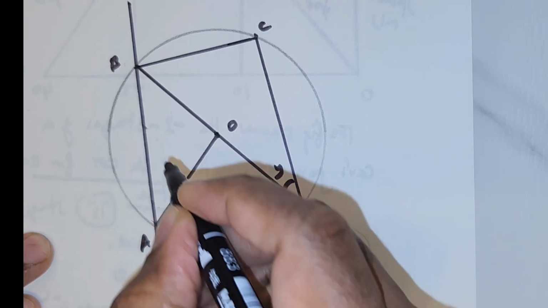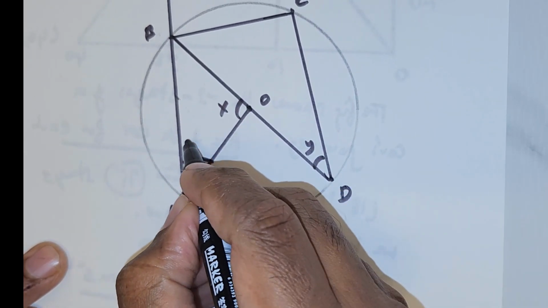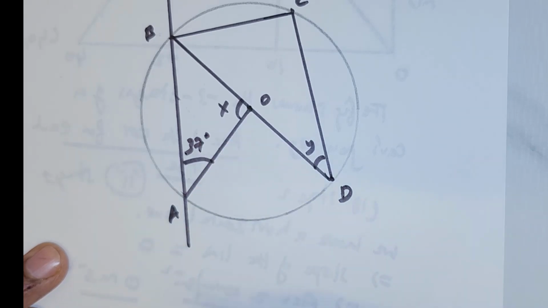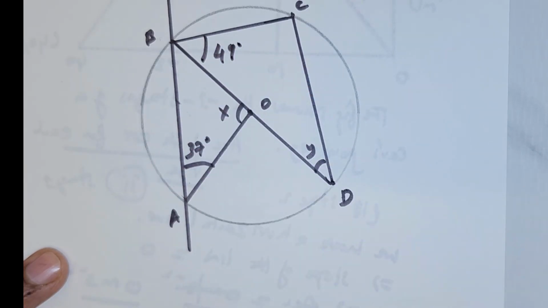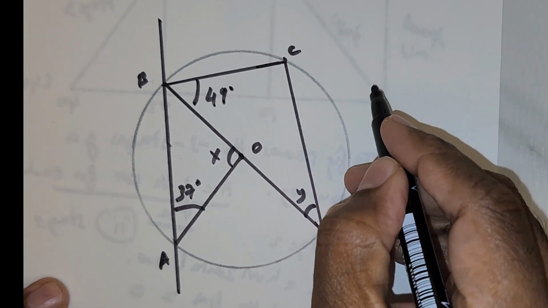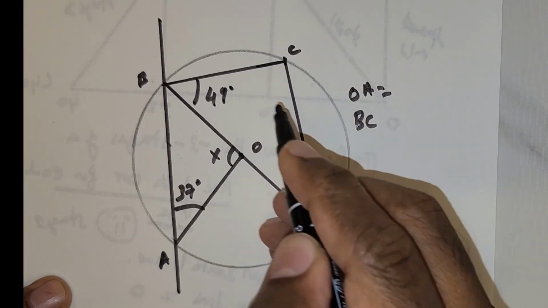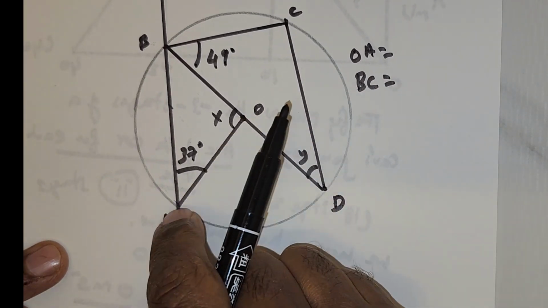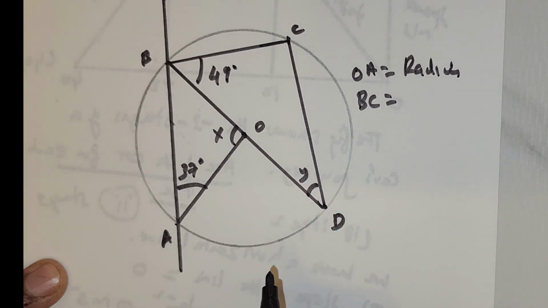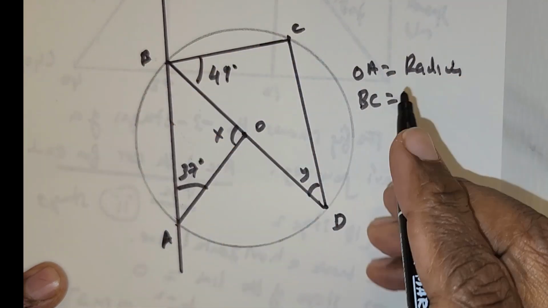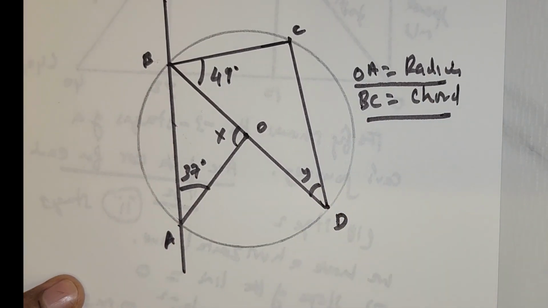We are asked to find Y. You're asked to find X. This is given as 37 degrees, and this is given as 49 degrees. Now they are asking us to give the geometrical name for OA and for BC. Now OA, from the center to the circumference, is called a radius. Now BC is called a chord. So these two are the technical names and you score immediately.